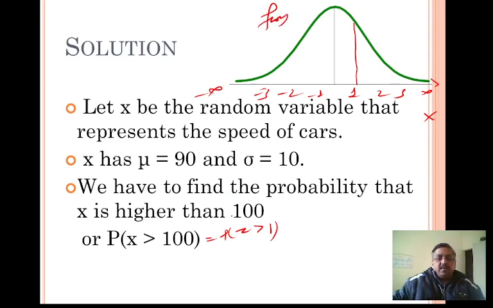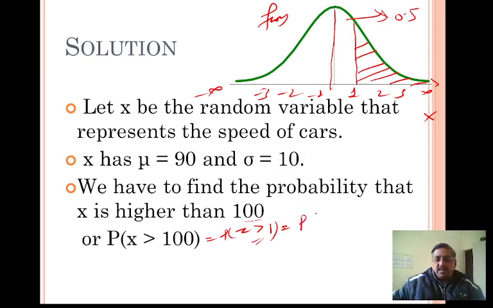What we need is the area where z is greater than 1, right? So z greater than 1 means we are interested in this area. Alright? As we know, this entire part from this point to the end side is equal to 0.5, right? So this is 0.5.